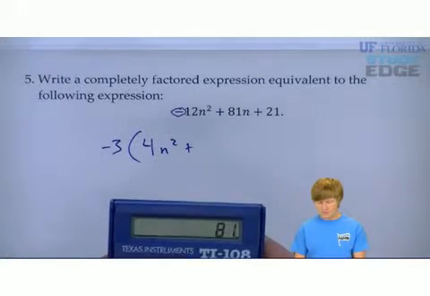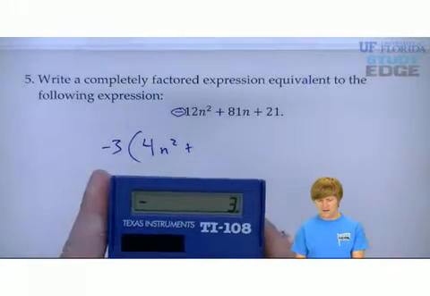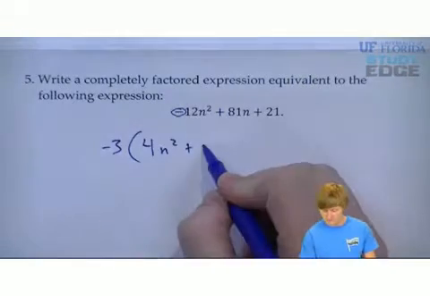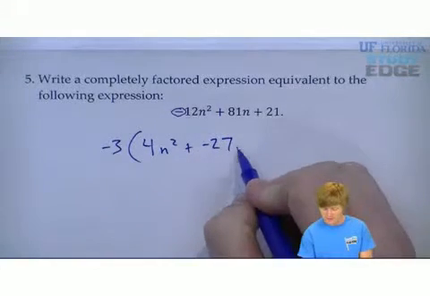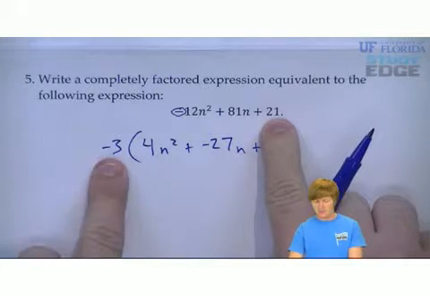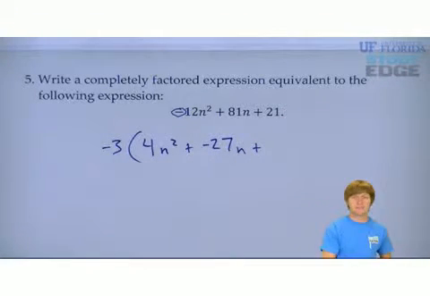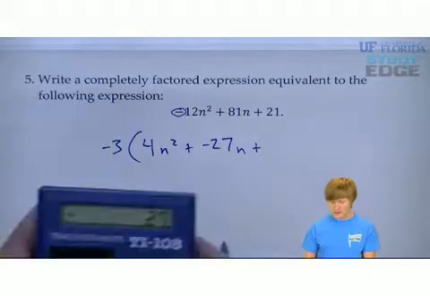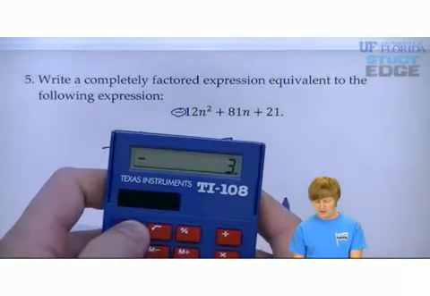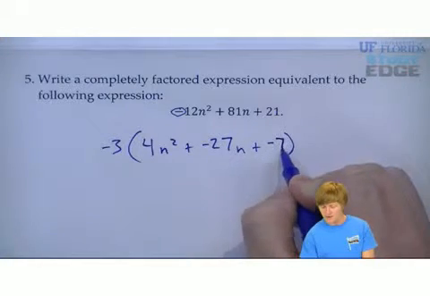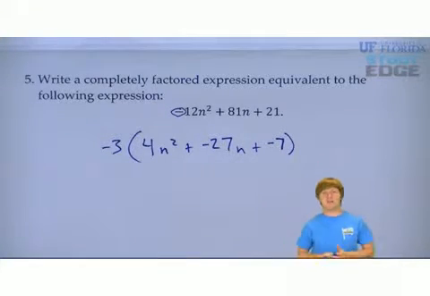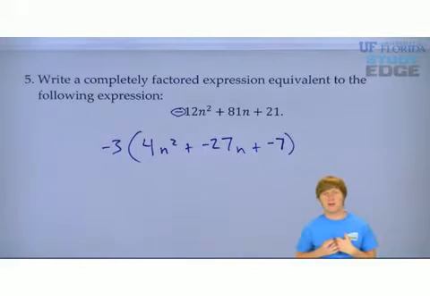Then we take 81 divided by that negative 3, and we get negative 27. That's going to be negative 27, but again, I have an n right there. Now I'm going to take 21 divided by that negative 3, since I'm factoring out. It's like the opposite of distributing. And 21 divided by negative 3 gives me negative 7. I'm just checking myself on my calculator. You do not have to use your calculator if you don't want to, but it's a nice little check that I like to do sometimes.